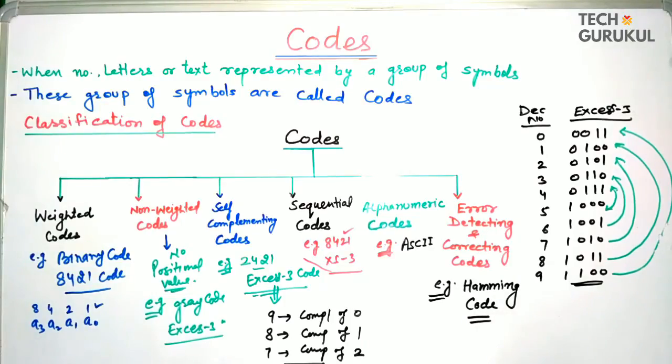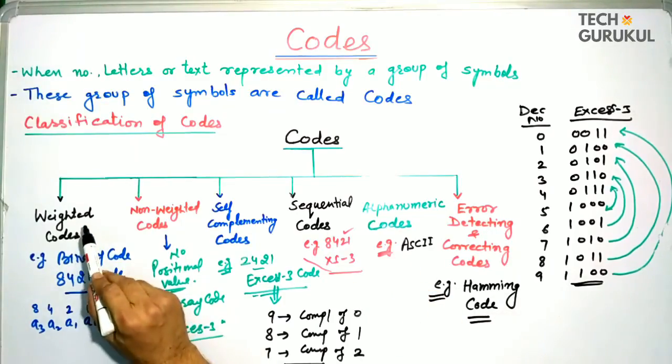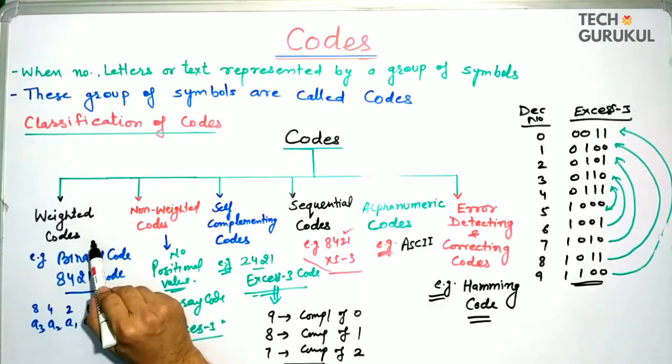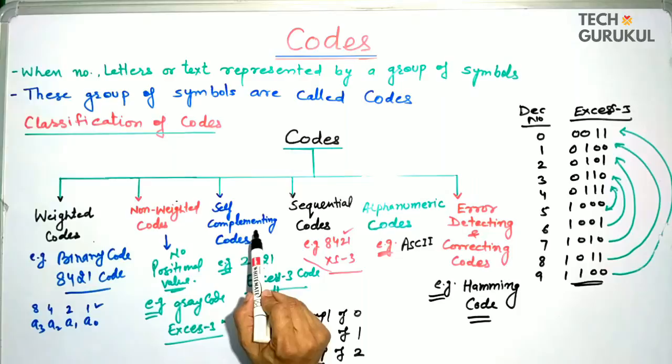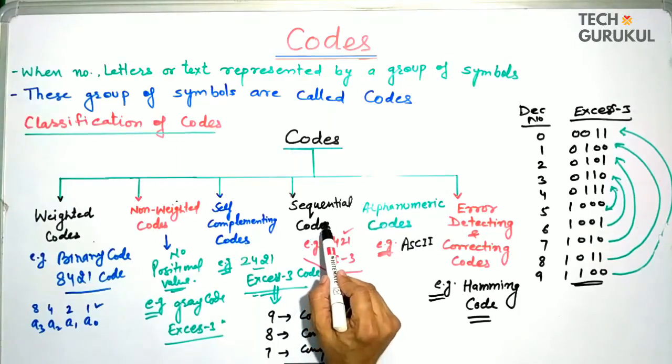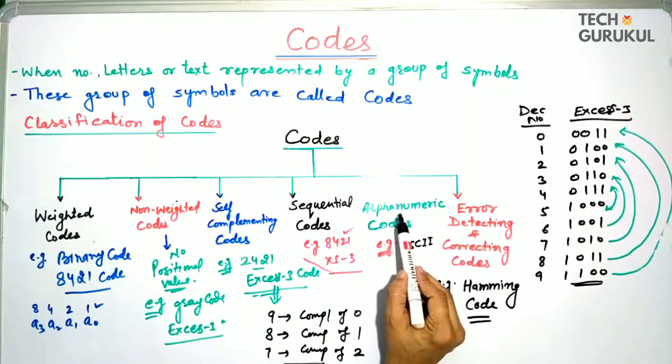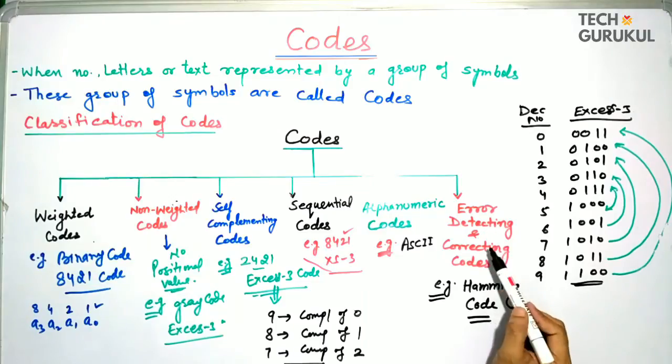So this is the classification of codes. First we have seen weighted codes. Second is non-weighted codes. Then self-complementing codes, sequential codes, alphanumeric codes, error detecting and correcting codes. That's all for this presentation. In the coming lectures, we'll study these codes in detail.